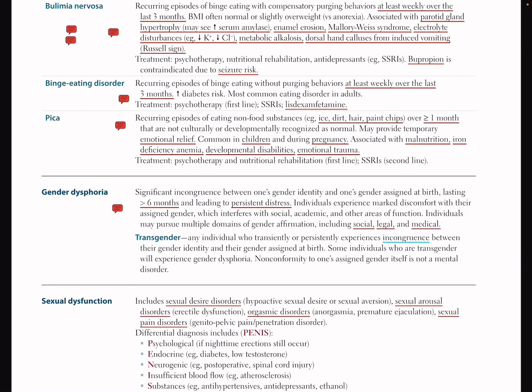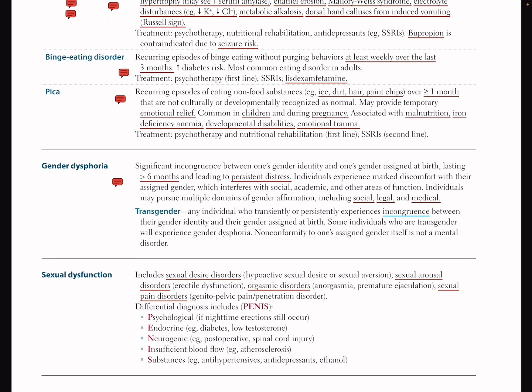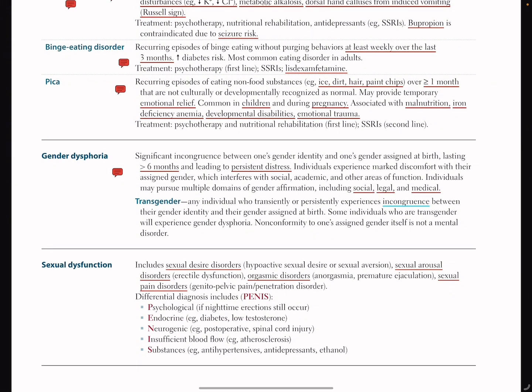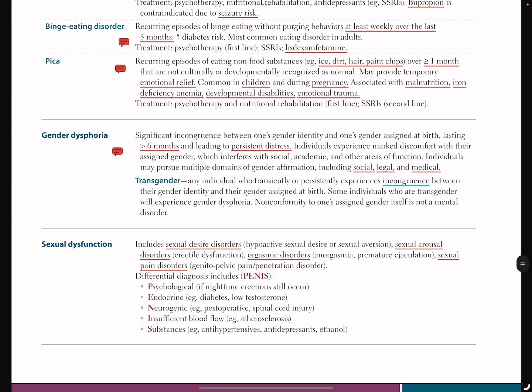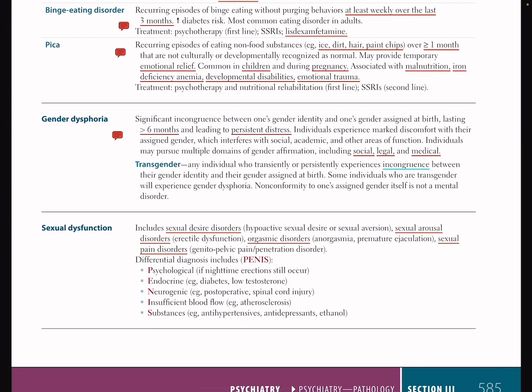Gender dysphoria. Okay, this is significant incongruence between one's gender identity and one's gender assigned at birth, lasting for more than 6 months and leading to persistent distress. This is the most important thing. Individuals experience marked discomfort with their assigned gender, which interferes with social, academic, and other areas of function. Individuals may pursue multiple domains of gender affirmation, including social, legal, and medical. Transgender is any individual who transiently or persistently experiences incongruence between their gender identity and the gender assigned at birth. Some individuals who are transgender experience gender dysphoria. Non-conformity to one's assigned gender itself is not a mental disorder.